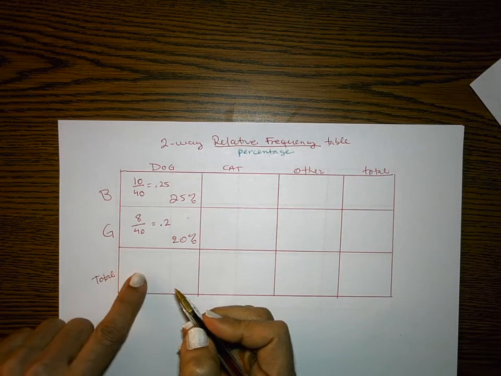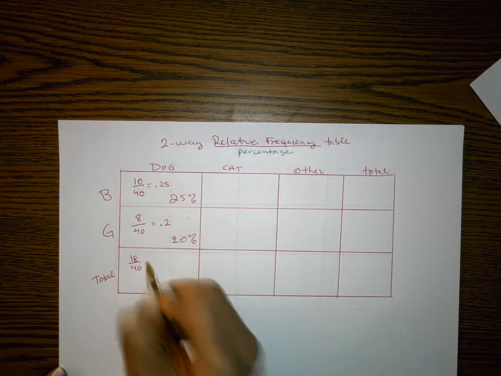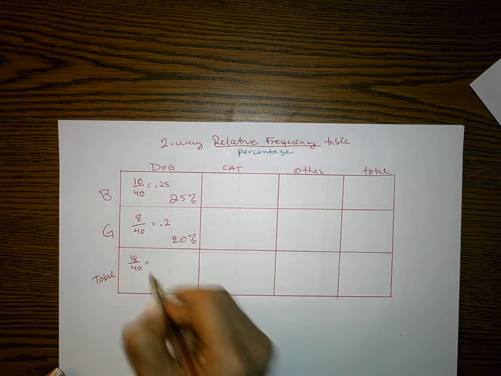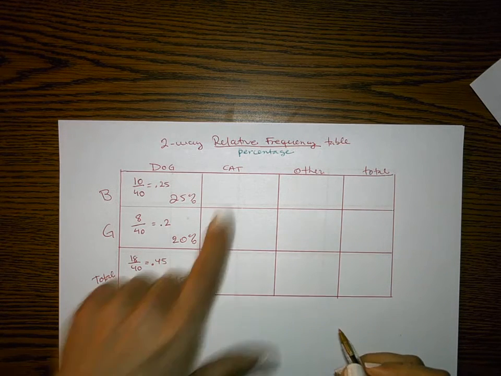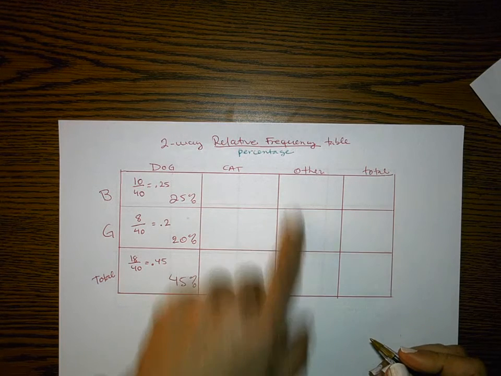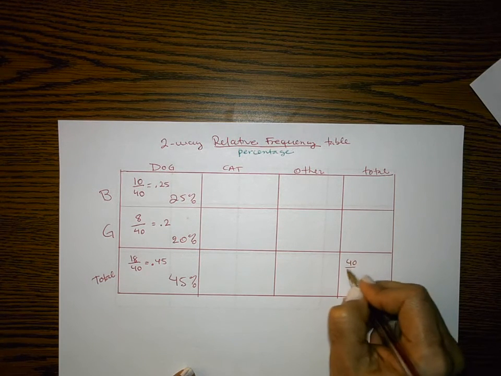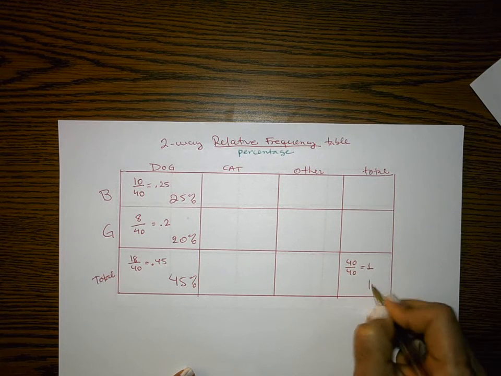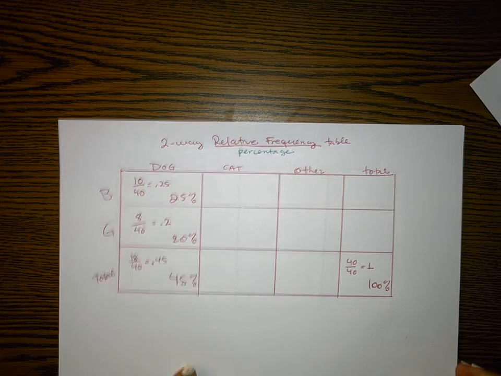And then here we had 18. So 18 divided by 40 is 0.45, so that is 45%. I want you to do the same thing for the cats and for the others and for the total. Here, you're going to have 40 divided by 40, which is just 1, which means 100%. That's the only place where you should have 100%. Go ahead and finish the table. You can pause the video, finish the table, and then we'll compare our answers.